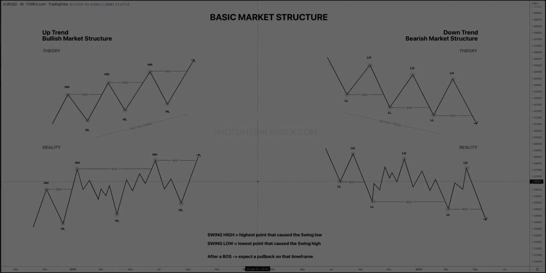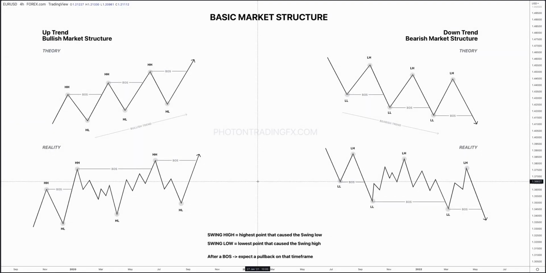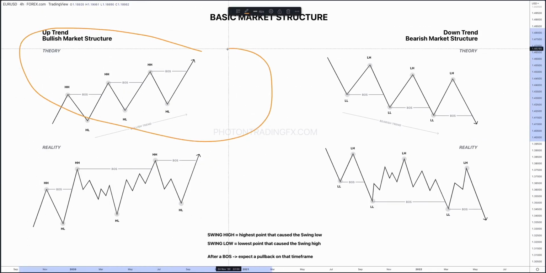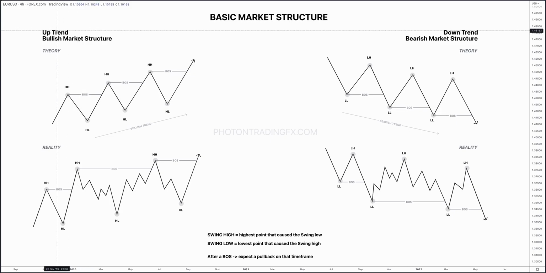Okay. So, what actually is market structure? Well, essentially all it is, is the highs and lows in a market, which we then map to make sense of it all. So I want to bring your attention to where we're going to start off in the top left-hand corner. And here we have what we call bullish market structure. In more simple terms, it's an uptrend, okay?